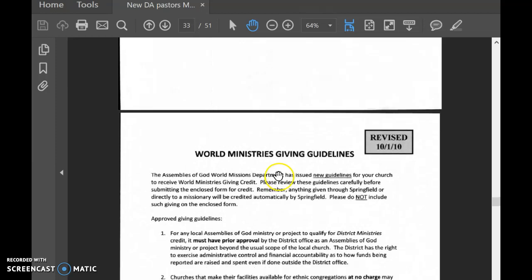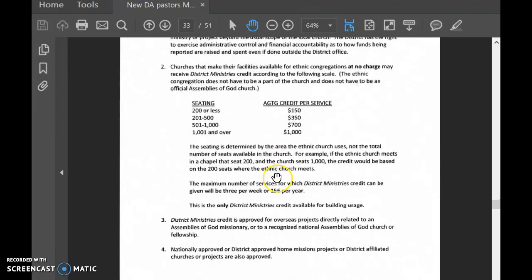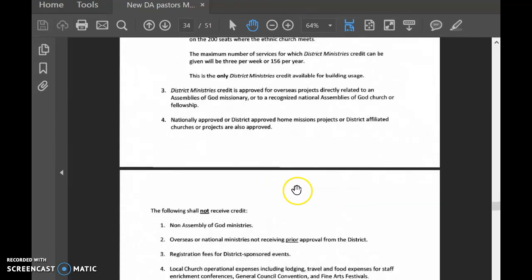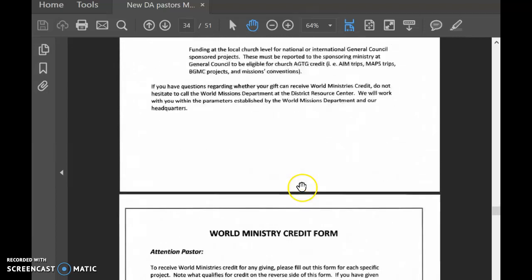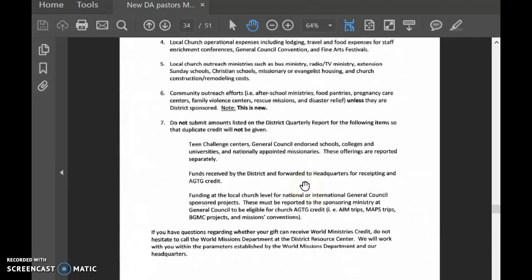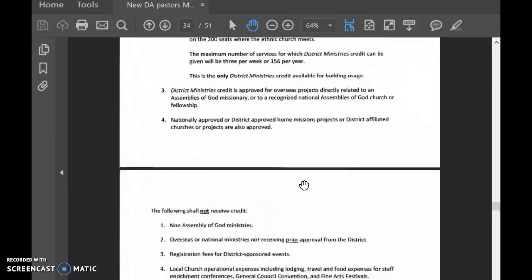World Ministries Giving Guidelines. If you are giving to a world ministry through Springfield, you won't have to fill out one of these forms, because you will already be getting World Ministry Giving Credit if you send to a world missionary in Springfield. That's already a given. However, if you give to a different entity, we have all of these things written out for you. Areas that don't get credit, areas that do get credit.